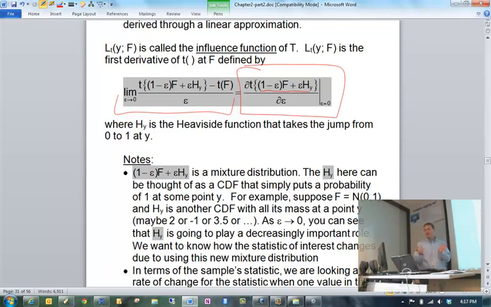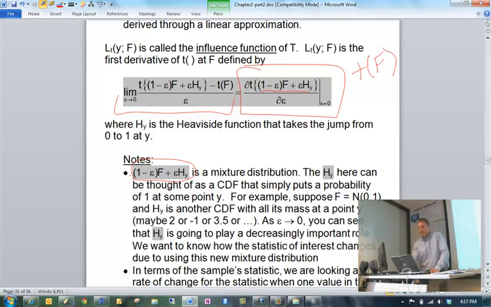Let's talk about the stuff that's inside. Normally, we're used to seeing T of F. But I could put other distributions in there if I wanted to. So what we're going to do is put in what you could call a mixture distribution, because it involves two CDFs. It involves your regular CDF, F, but then this other CDF, H, which is, in the end, just a Heaviside function. It takes a jump from 0 to 1 at y.